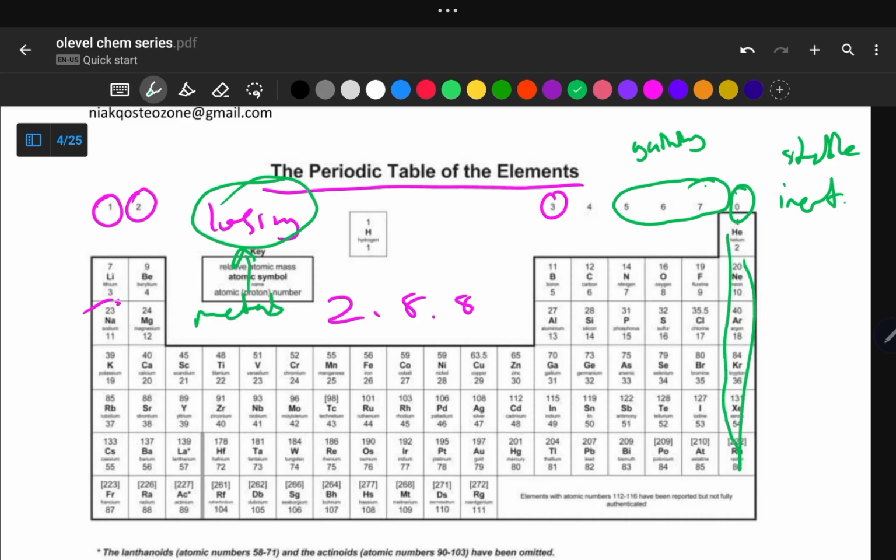Then, as we explained, group 4 is in the middle. This one is the non-metal, these two are metalloids, and the last two are the metals. So we can use this to explain: these are the non-metals, and these are the metals. Metals react by losing electrons, and non-metals react by gaining electrons.